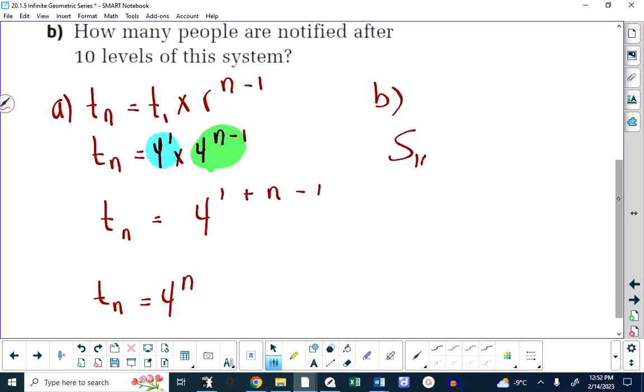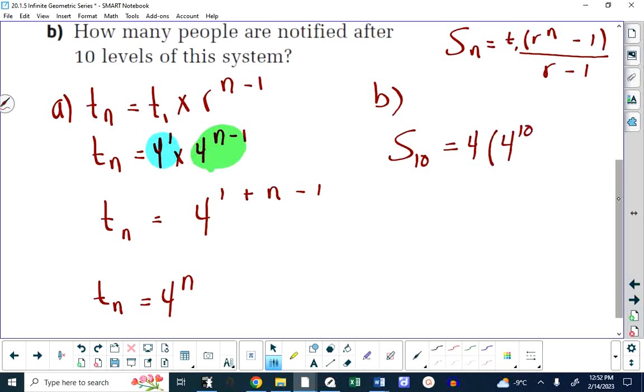We would want to find S10. I'm using right now this formula. I'll write it down up here. Sn equals T1 times r to the n, then minus 1 over r minus 1. How did I do on memorizing that formula? Have I got it? Is that it? Okay. So S10 would be the first term, which we said was 4, times the common ratio, which is 4, raised to the 10, then minus 1, over 4 minus 1.